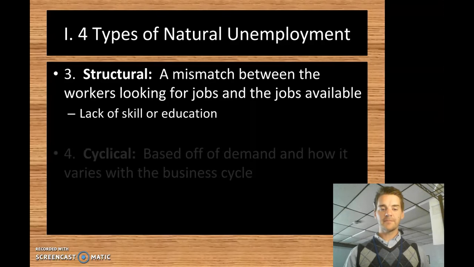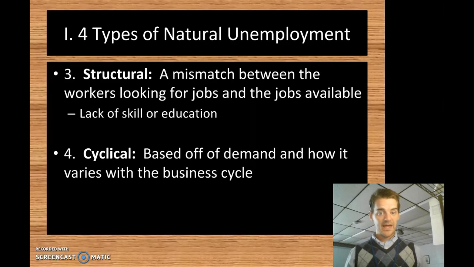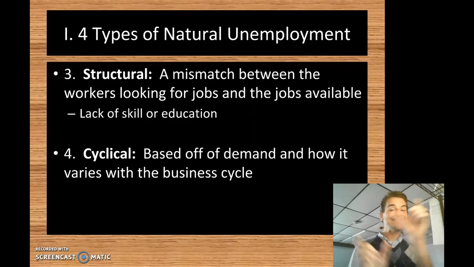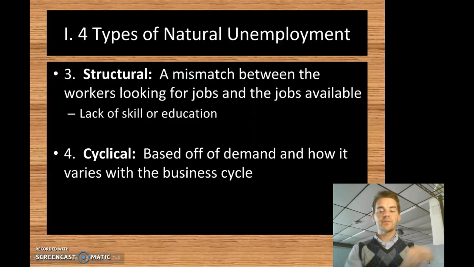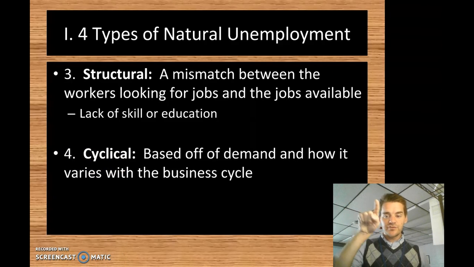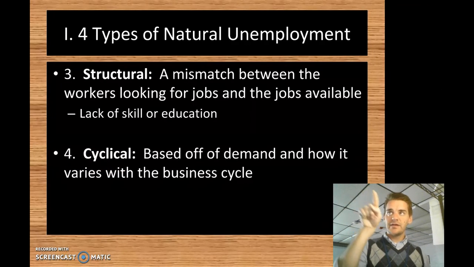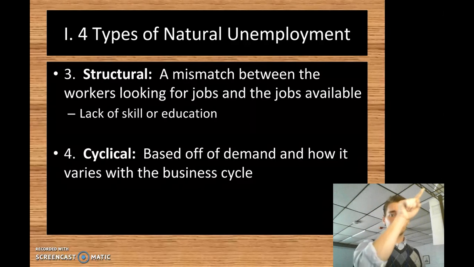The final one is cyclical. And this one relates to the business cycle. That word, cyclical, cycle, business cycle, should ring a bell. Remember, the business cycle is that wave we've drawn of GDP. It's the peak, contraction, trough, recovery, expansion, peak. It's the normal ups and downs of our economy.